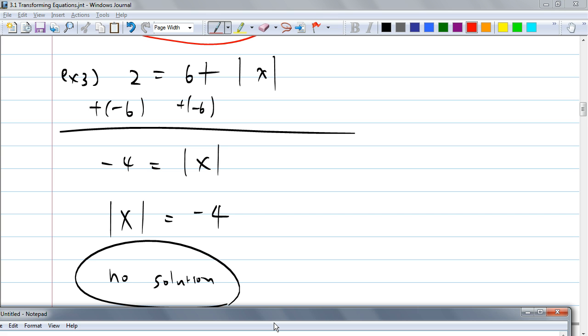So whenever you have absolute value of x equals some number that is negative, guess what? Your solution is no solution. There isn't any. There is no such number. Does that make sense? All right, let's move on then.